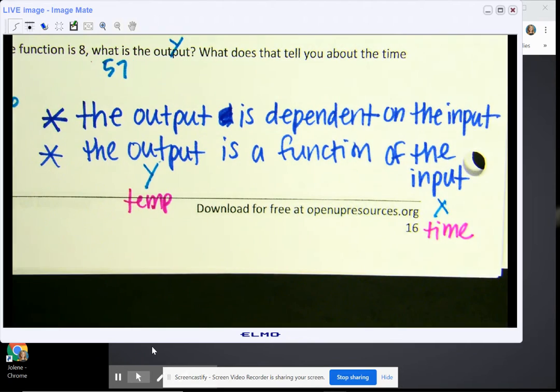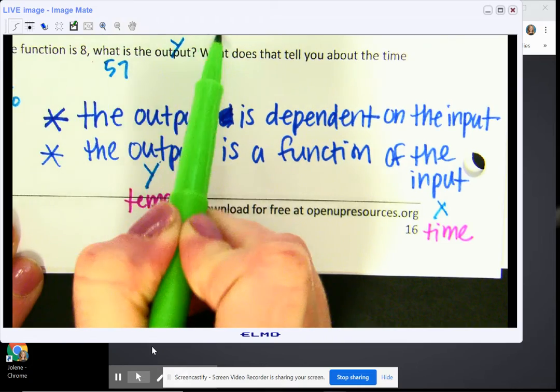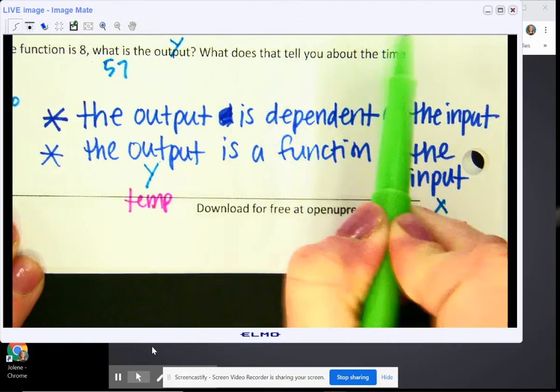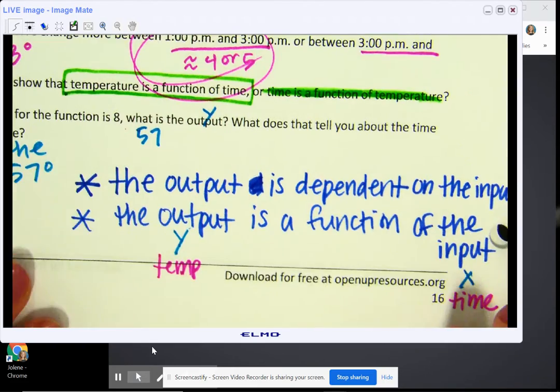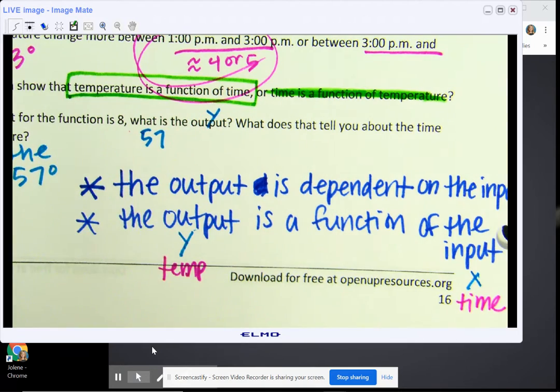So go back up to number 6. The temperature is a function of the time. Time is not a function of temperature. This is basically saying temperature depends on time.